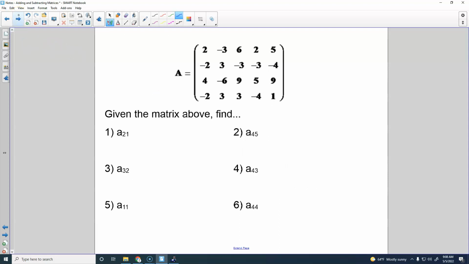Okay, so for this matrix that you have right here, find all of those elements. So just a quick example, A2,1 would be the second row. So you've got 1, 2, 3, 4 here, and then you've got column 1, 2, 3, 4, 5 up here. So if you're looking for 2,1, second row, first column, that would be right here. So you get -2. So find all of those elements for me.